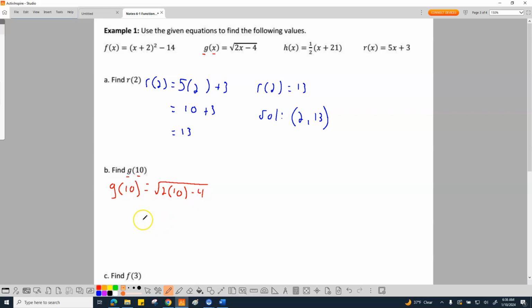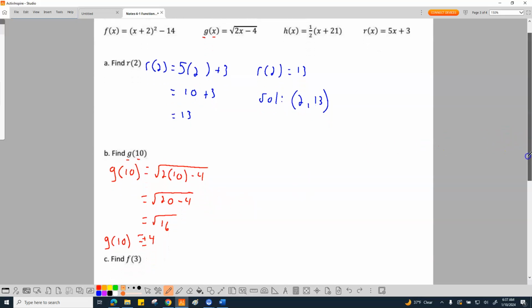Now I've got to solve all of this stuff in here. 2 times 10 is 20. So 20 minus 4 is 16. So the square root of 16, as we know, is going to be 4 for our answer. So g of 10 equals 4. It's actually plus minus 4. And so that's what we have for our answer. g of 10 equals plus minus 4. I think that's pretty straightforward.